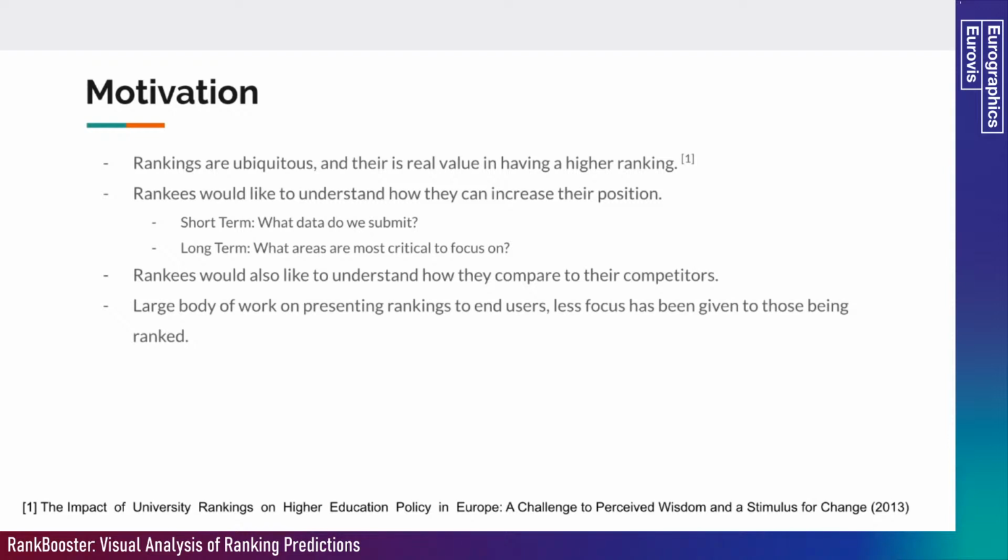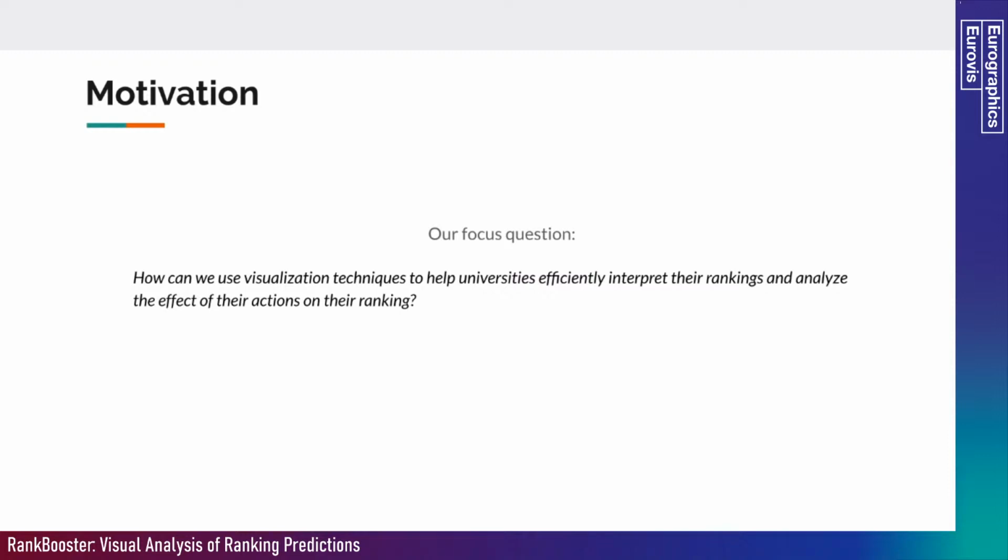A large body of work has focused on presenting rankings to the end users, but less focus has been given to those being ranked. And so this gives us our focus question. How can we use visualization techniques to help universities efficiently interpret their rankings and analyze the effect of their actions on their ranking?